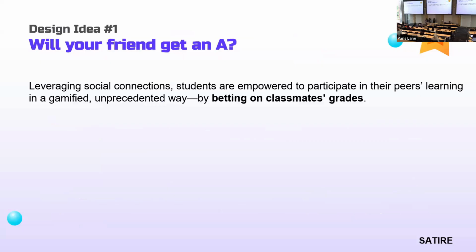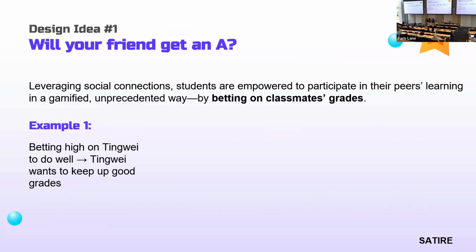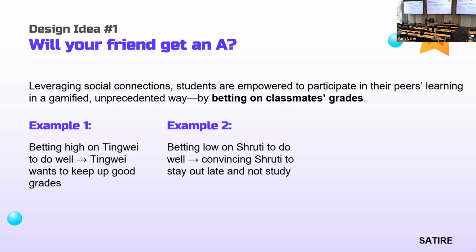So our first design idea is, will your friend get an A? By leveraging the social connection, students will be empowered to participate in their peers' learning in a gamified, unprecedented way by betting on their classmates' grades. So in the first example, I can bet high on Tingwei to do well. And so this will encourage Tingwei to keep up her good grades because she sees that I have trust and faith in her. In example 2, maybe I will bet low on Shruti to do well.